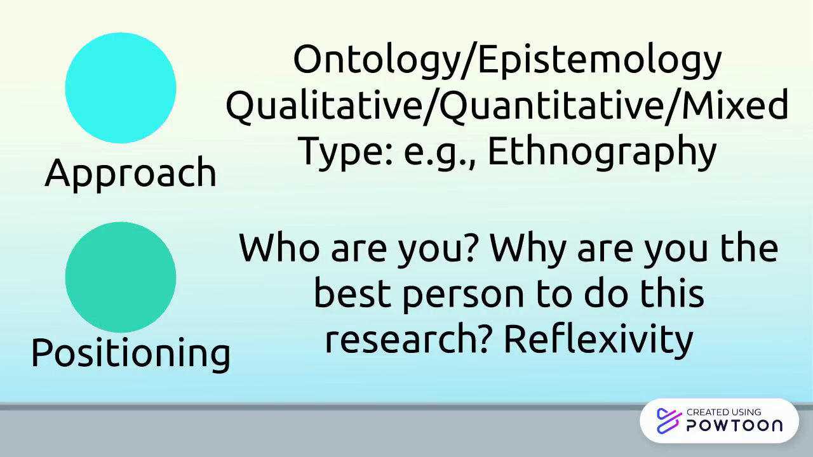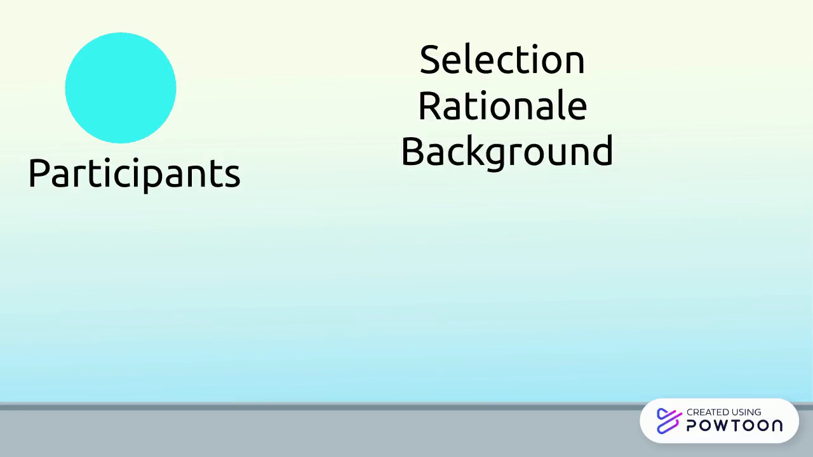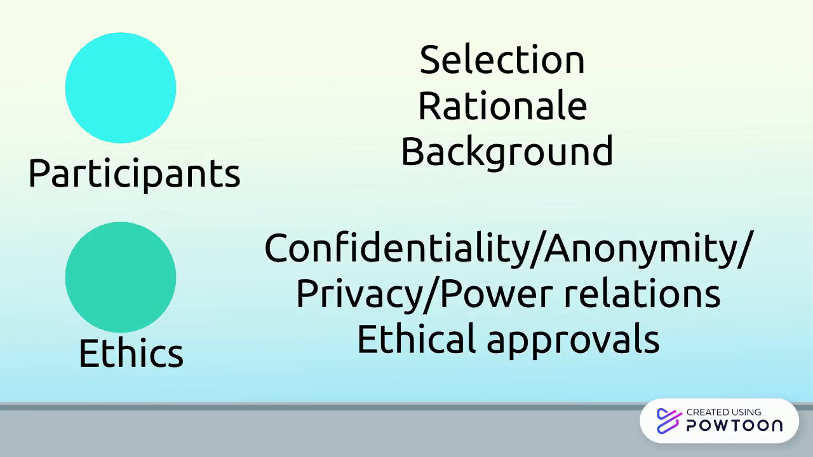Following this, you describe your participants. So how did you select them? Why did you select them that way? And any background detail about your participants. Also followed by that are your ethical considerations. So issues of confidentiality, anonymity, privacy, power relationships, your ethical approval, all those sorts of things go in there.